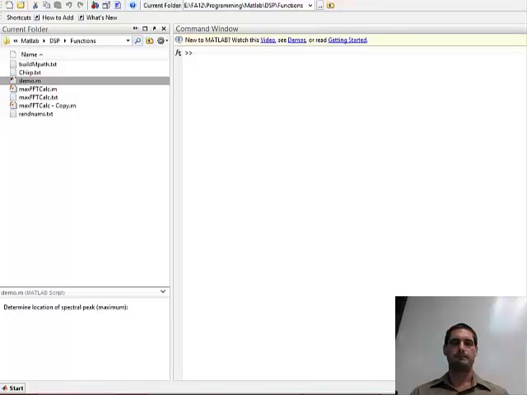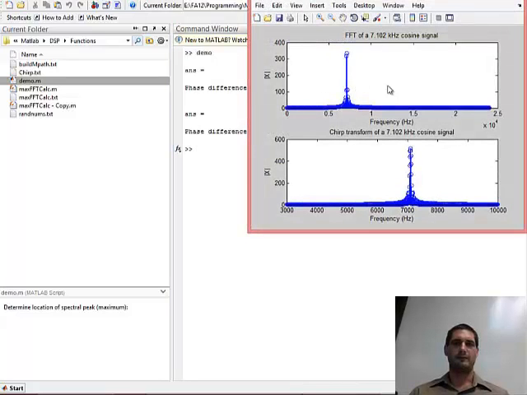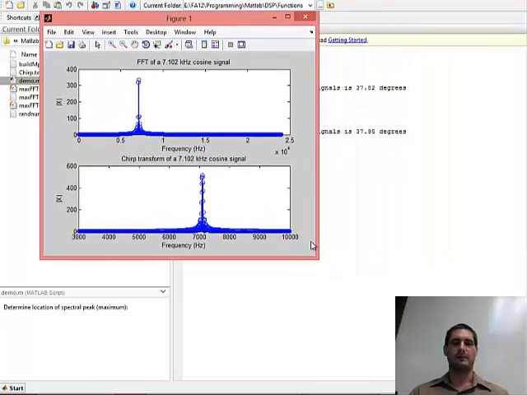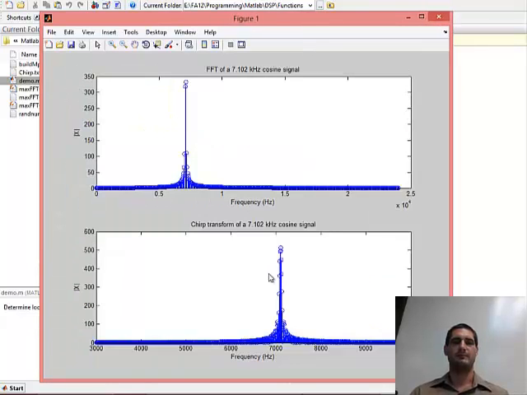To get a better understanding of this, I have a little demonstration that compares the fast Fourier transform versus the chirp Z transform. This demonstration looks at the spectral content of a signal, and it will show the difference between the accuracies of these two transforms. The signal that we are demonstrating is a 7.102 kilohertz cosine signal. The bottom graph is a chirp Z transform, and the top picture is the FFT.